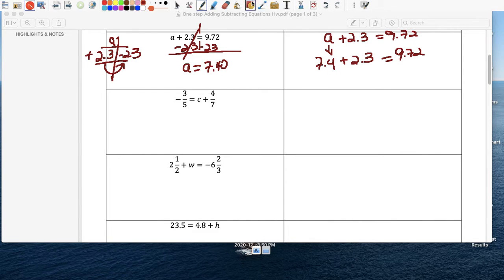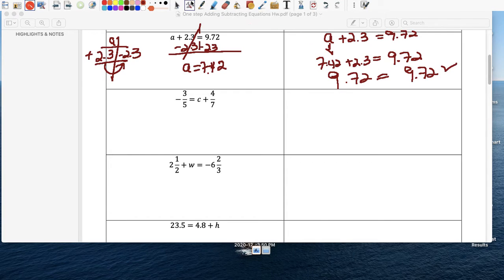No, that's still wrong. I'm sorry. What am I doing wrong? Oh my god. That's a 2. 7 minus 3 is 4. 9 minus 2 is 7. Alright, so I was right in the beginning. So 7.42 plus 2.3 equals 9.72. Let's see if I'm right. 7.42 plus 2.3, it is indeed 9.72, which equals 9.72 on the other side.